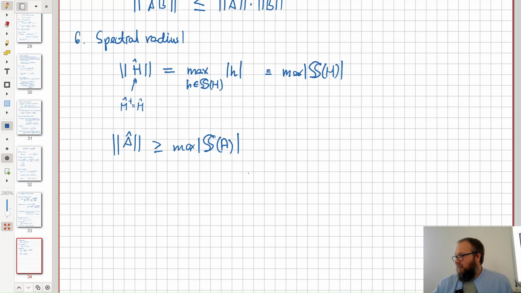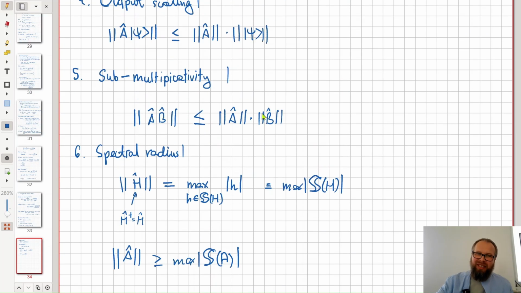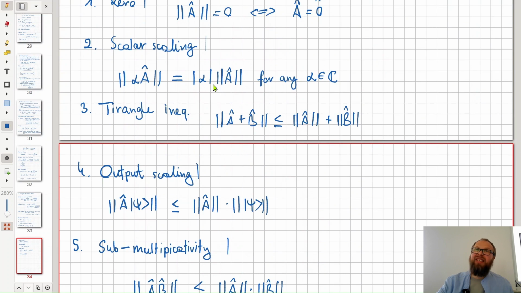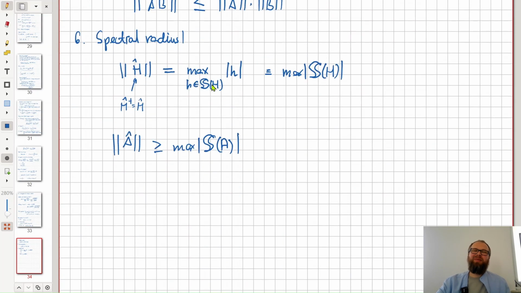So let's finish this. From here, basically, if you have this and you have this, bounding the evolution operator is trivial. But let's leave it for later. Okay, so that's it for this week.